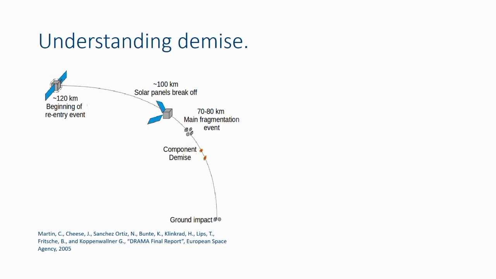So what we want to do is try to understand what happens in this region. What causes this catastrophic fragmentation event? Because if we can get our satellite to fragment into many smaller pieces, it's less likely that any of them are going to hit the ground. So what's going on in this region around 80 kilometers? Well, first of all, our aerodynamic forces are very, very low. Why is that? Well, our density is quite low, even though we're going at many, many meters per second.